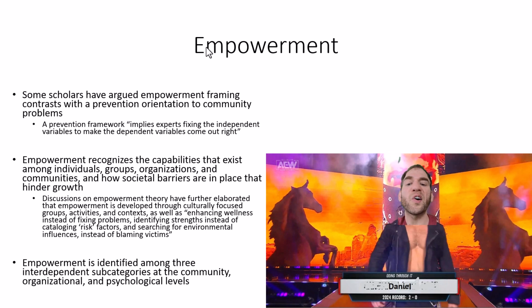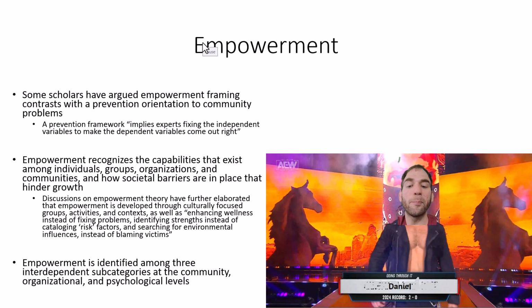Empowerment. Some scholars have argued empowerment framing contrasts with a prevention orientation to community problems. These critics argue that a prevention framework, quote, "implies experts fixing the independent variables to make the dependent variables come out right." So, stopping there, for our non-research methods folks, you should know this: the dependent variable is, say, drinking too much or drunk driving. It's the outcome that interventions are trying to address. And the independent variable can be impulsivity in a person, lack of health literacy, or something related to that person or maybe that group.